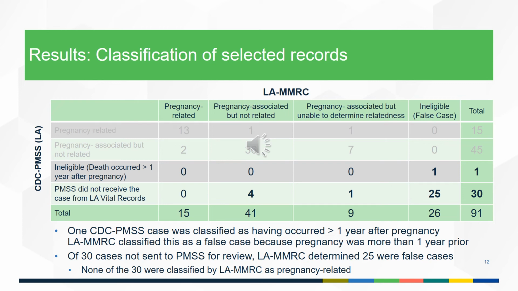Of the 30 records that Louisiana Vital Records did not send to PMSS, 25 were found to not have any documentation of a pregnancy in the year prior to death. The MMRC classified those as false cases, and they were not reviewed or classified. The remaining 5 cases that were reviewed by the MMRC, none of them were classified as pregnancy-related.